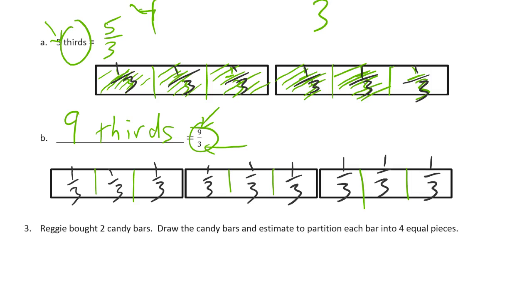And we need 9 of them shaded in, so that's 1, 2, 3, 4, 5, 6, 7, 8, 9. You might have guessed that ahead of time, that it was going to take all of them.